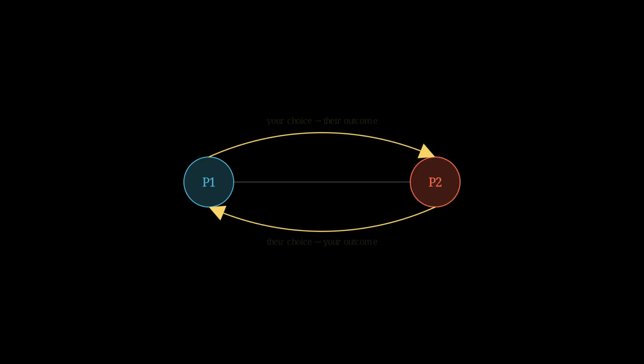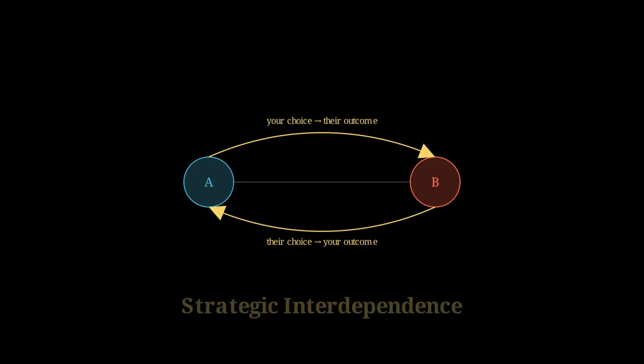Think about two airlines setting prices for the same route, or two countries deciding whether to build nuclear weapons. Each country's rational move depends on the other's. Neither can decide intelligently without thinking about what the other will do. This is the core problem game theory was invented to solve. How do we think clearly about decisions where the right move depends on everyone else's move?